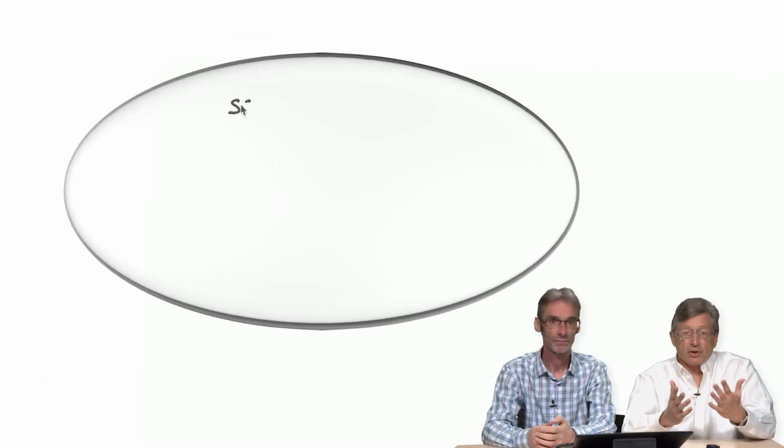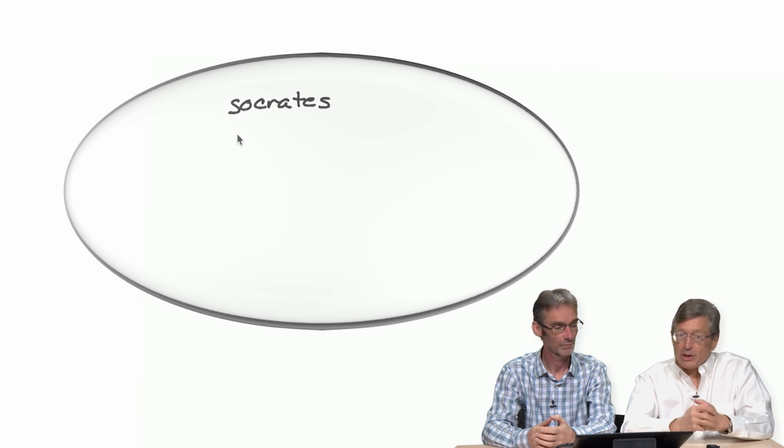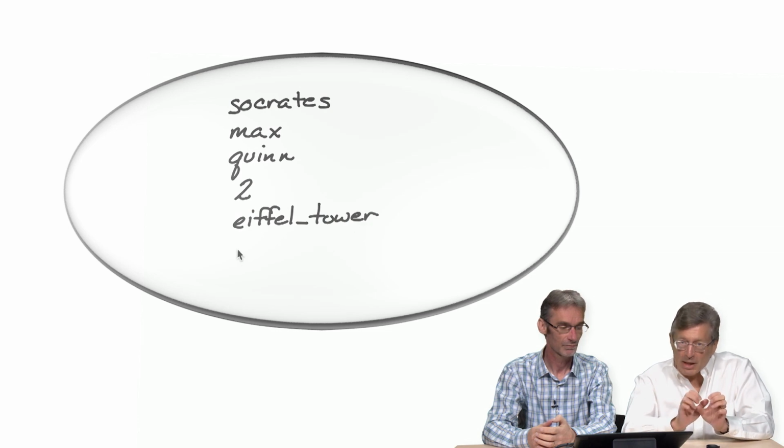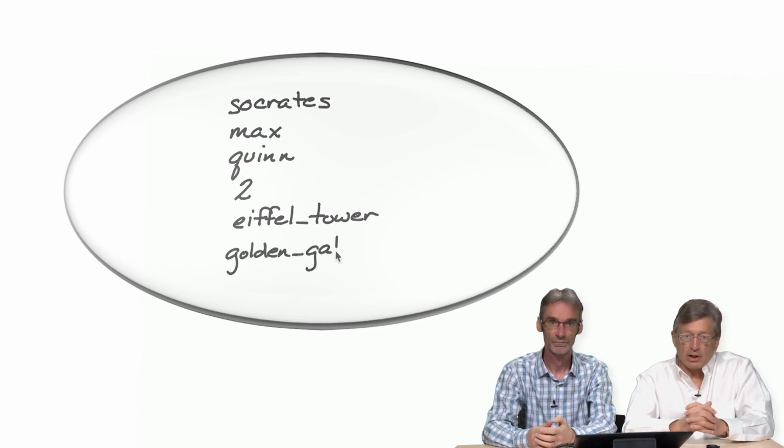We write constants with a sequence of characters which begin with a lowercase letter, and which do not include the space character. So here are some examples. Socrates, we would write just like we do in English, except with a lowercase s. Max, Quinn, 2, we'll get back to that. Now Eiffel Tower, since it has 2 words, we have to make it a single sequence of characters, so we write it with a lowercase e and t, and we put an underline in between them. Similarly with Golden Gate Bridge.